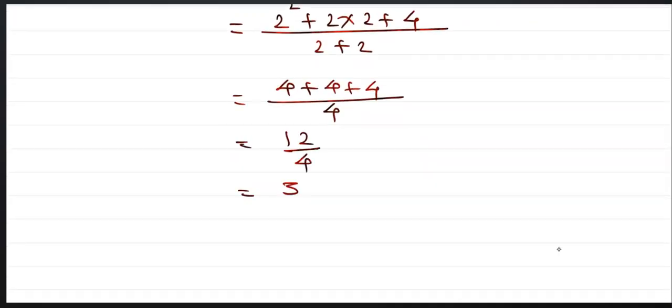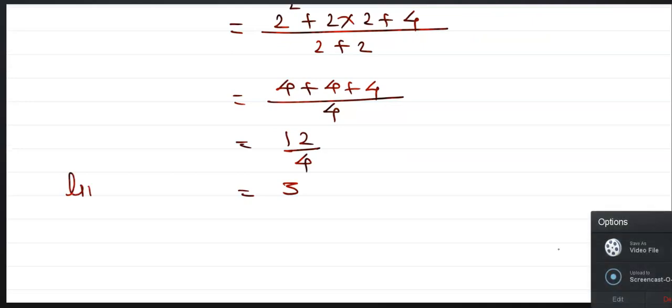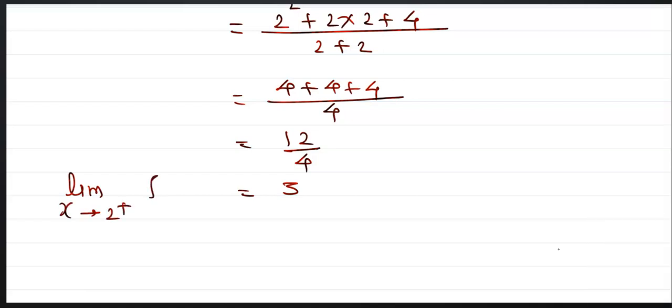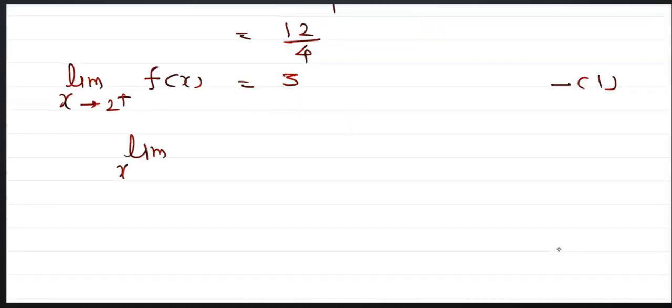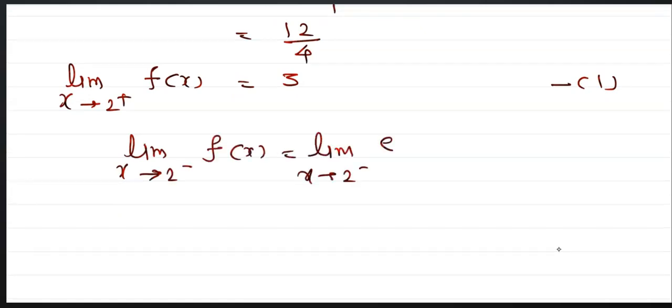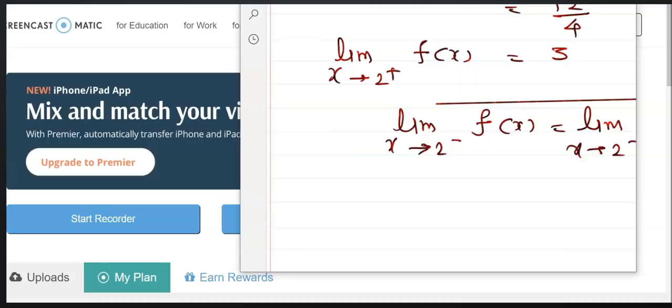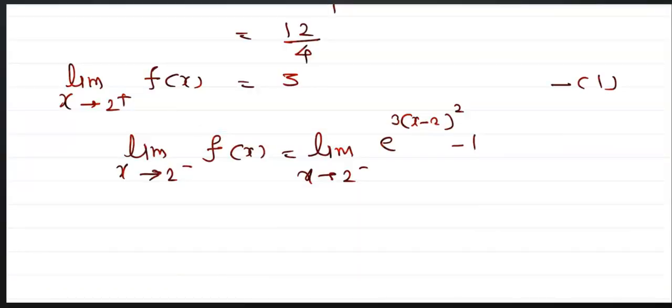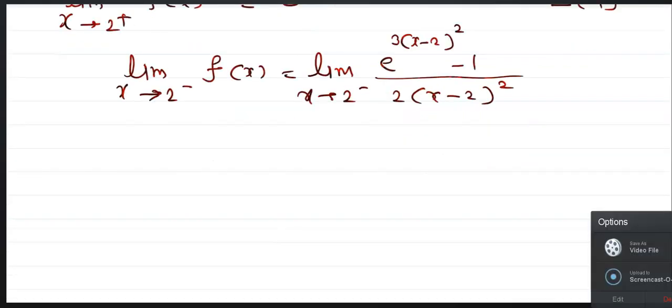You will get 12 upon 4, that is equals to 3. Therefore, the right hand side limit is equals to 3. This is 1. Now the left hand side limit: limit x tends to 2 f of x, limit x tends to 2 e raised to 3 in bracket x minus 2 bracket square minus 1 upon.